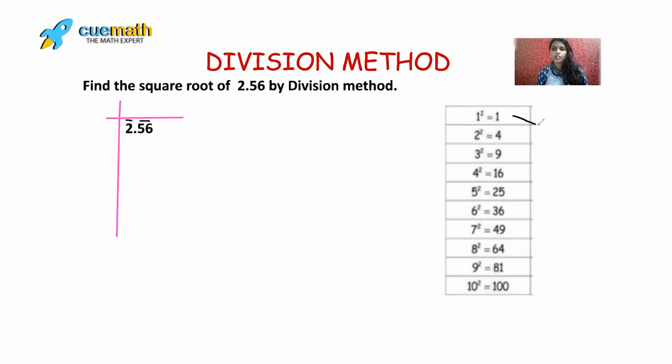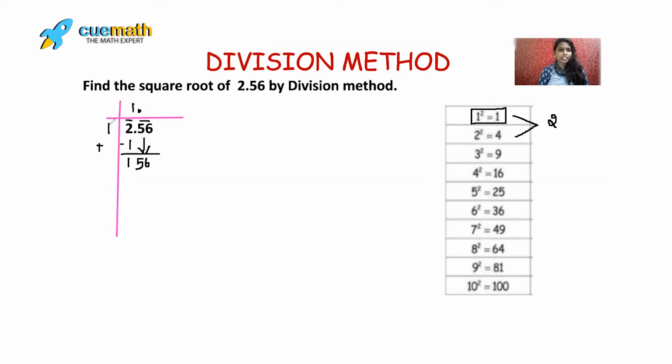So 2 is in between 1 and 4. We have to definitely pick 1 times 1. I write here 1 times 1, and that's nothing but 1, which is subtracted. So I would get 1. Bring this pair 56 down. Before bringing this pair, I have a decimal over here, so I have to place a decimal here. Next, after this, double the quotient.